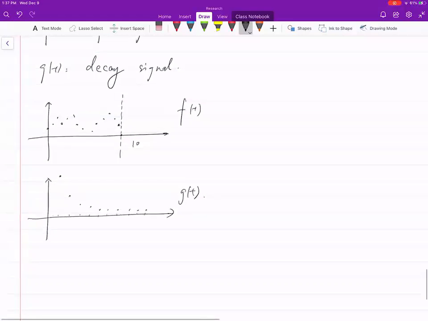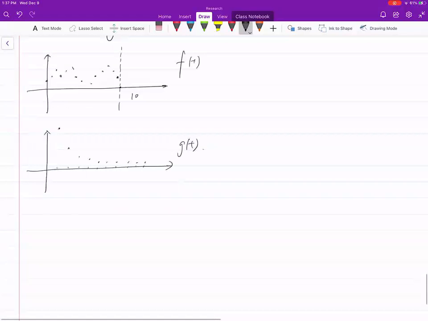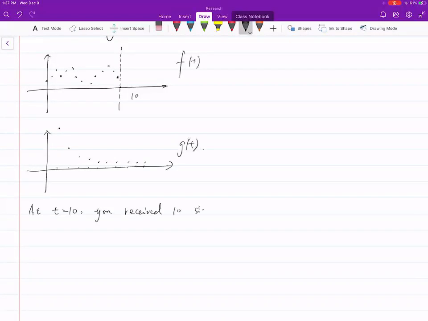Okay. Now here's the question. At time 10, how many signals have you received? You received 10 signals. That is the signal at 0, 1, 2, 3, 4, 5, 6, all the way up to 9. Each one decays a little bit. The one that happened at 0 decayed the most. The one that happened at 9 did not decay.